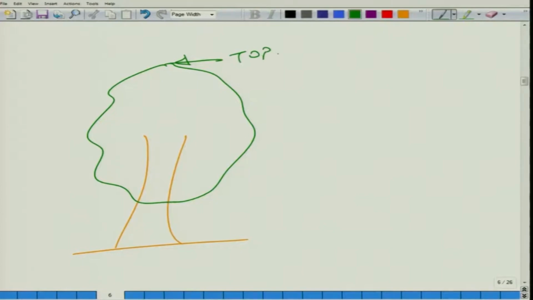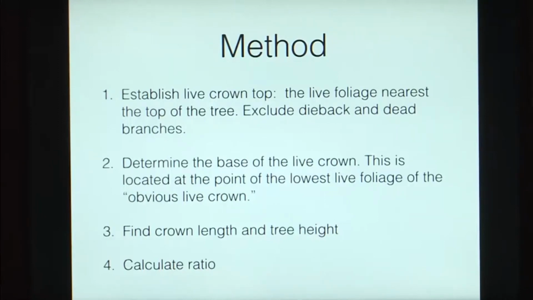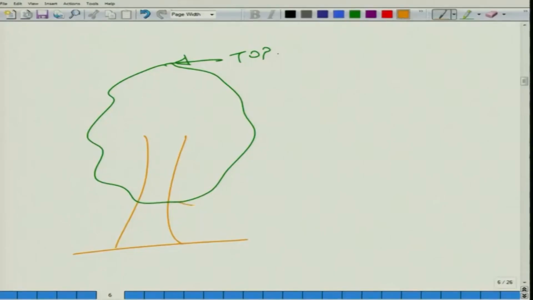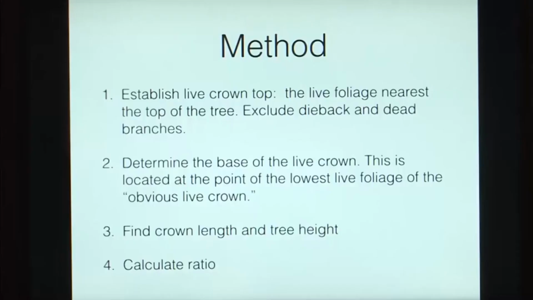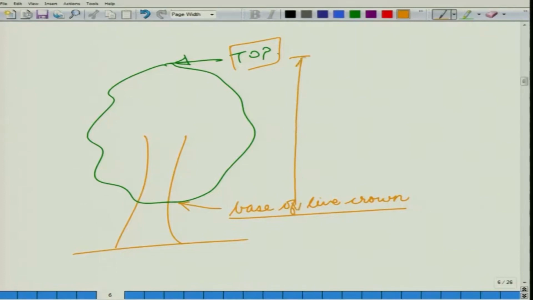Next, coming back to the slides, the next step is to determine the base of the live crown. The base of the live crown is located at the point of the lowest live foliage of the obvious live crown. So, coming back to the tablet now, this point will be called the base of live crown. So, we need to figure out where the top is and where the base is. Next, we need to find out the crown length and the tree height. We have already dealt with tree height, and crown length is this distance. So, this is the crown length, and then we can calculate the ratio.